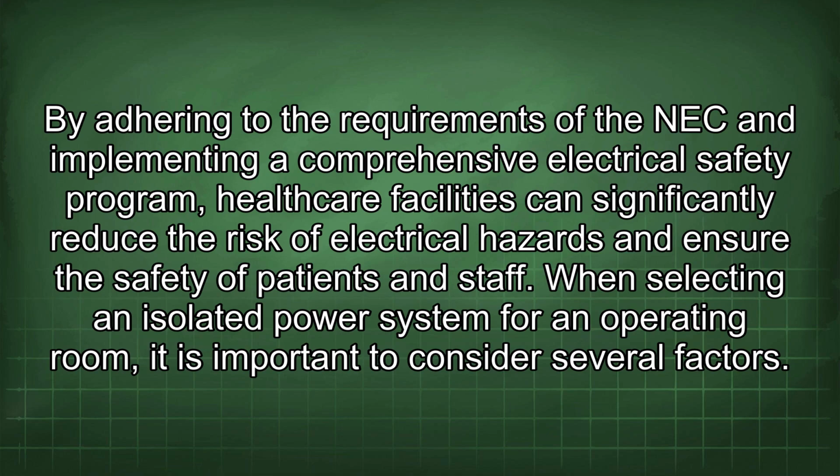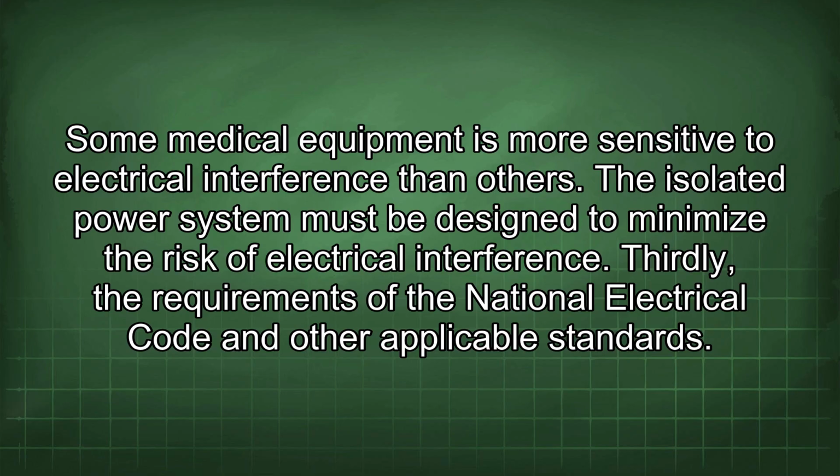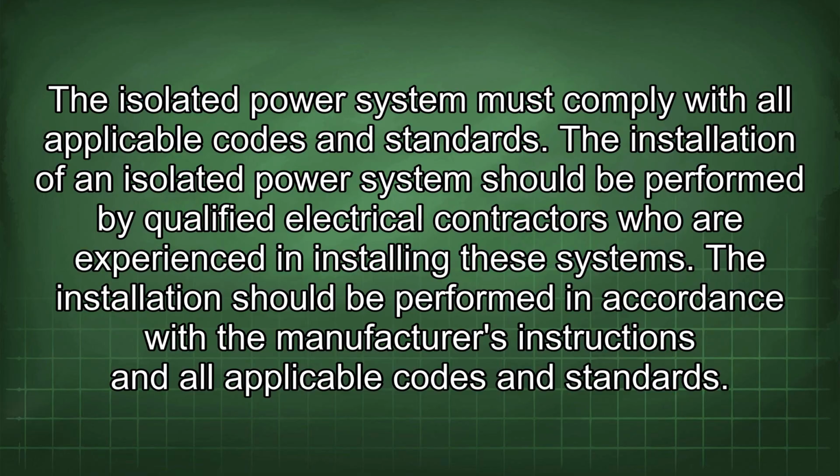When selecting an isolated power system for an operating room, it is important to consider several factors. Firstly, the size of the operating room and the amount of electrical equipment that will be used. The isolated power system must be sized to accommodate the electrical load of the operating room. Secondly, the type of medical equipment that will be used in the operating room. Some medical equipment is more sensitive to electrical interference than others. The isolated power system must be designed to minimize the risk of electrical interference. Thirdly, the requirements of the National Electrical Code and other applicable standards. The isolated power system must comply with all applicable codes and standards.